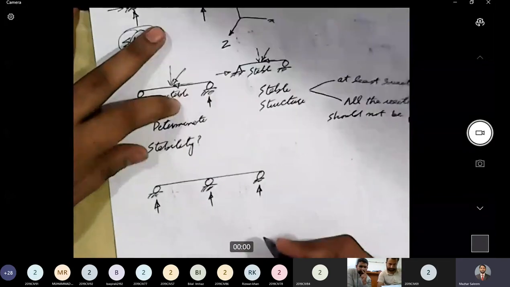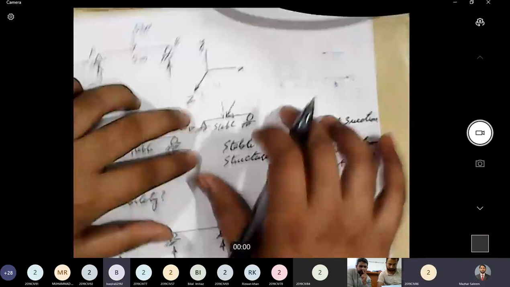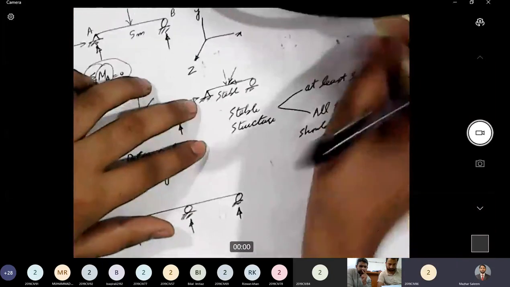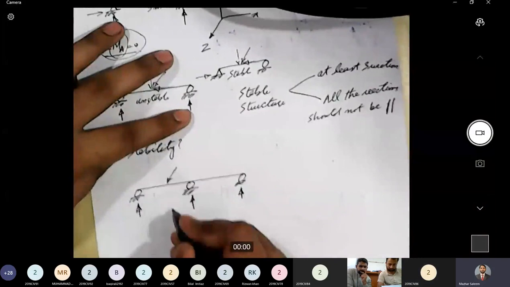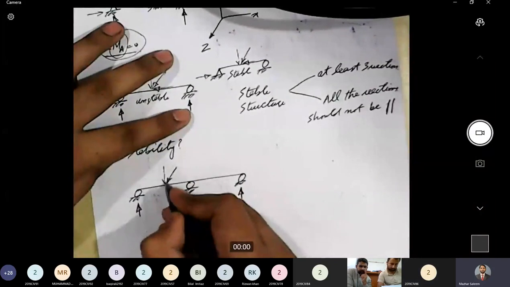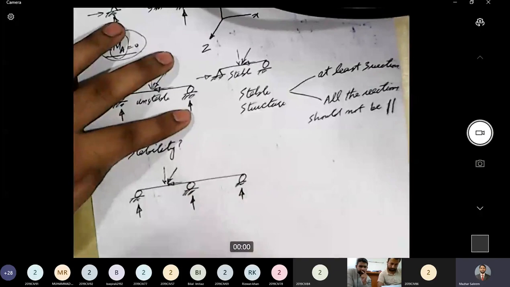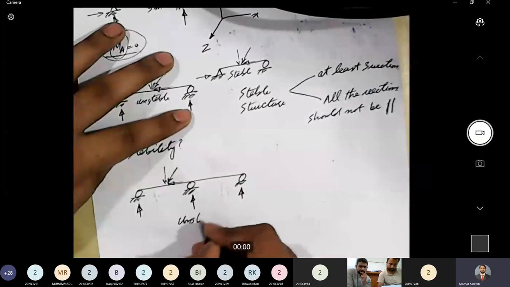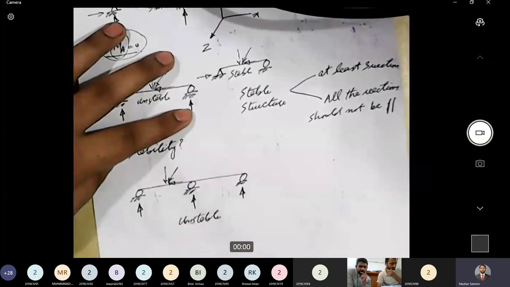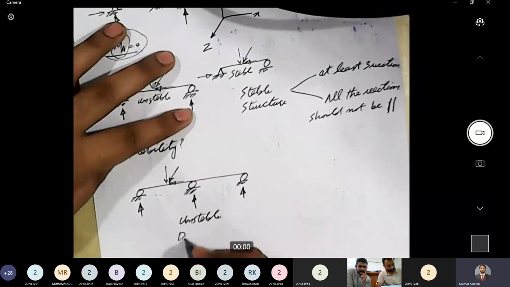But is it a stable structure? No, sir. These reactions are all parallel to each other. So if I apply an inclined load on this structure, having a vertical component and a horizontal component, this structure will simply slide off the support. So this is an unstable structure.